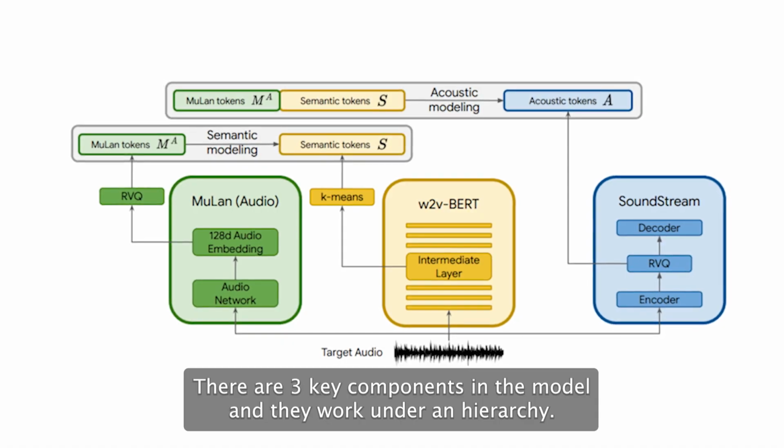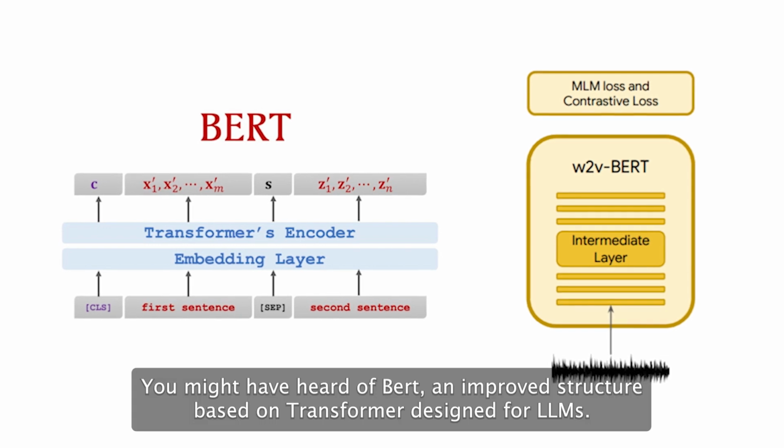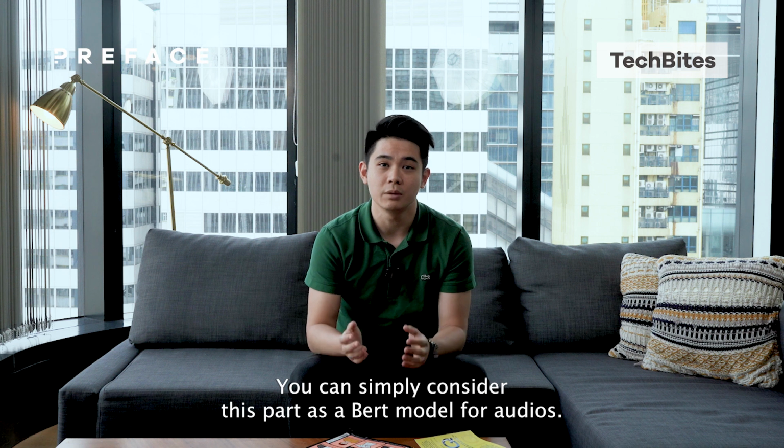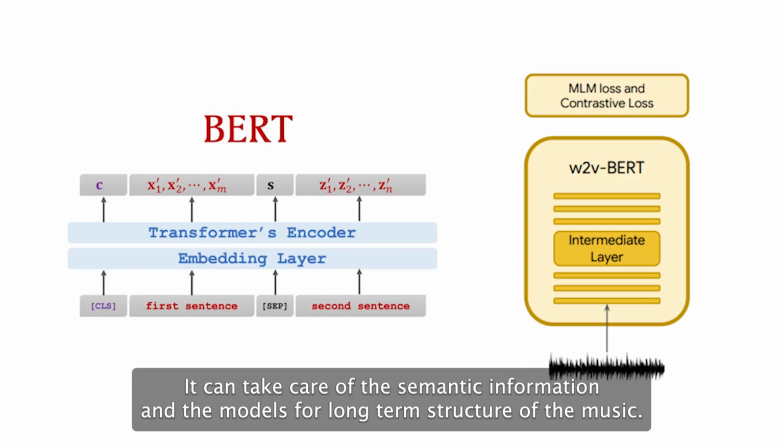There are 3 components in the model, and they work under a hierarchy. First one, W2V-BERT. You might have heard of BERT, an improved structure based on transformer design for LLMs. You can simply consider this part as a BERT model for audios. It can take care of the semantic information and the models for long-term structure of the music.